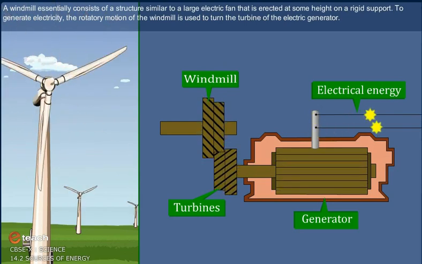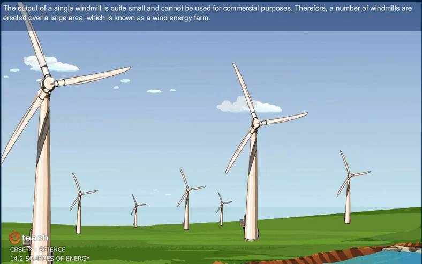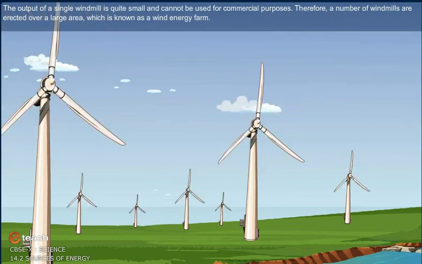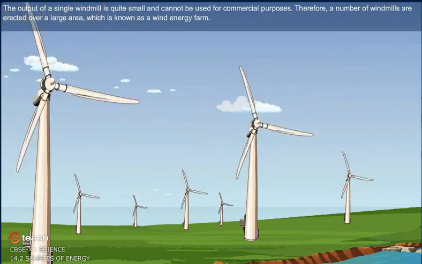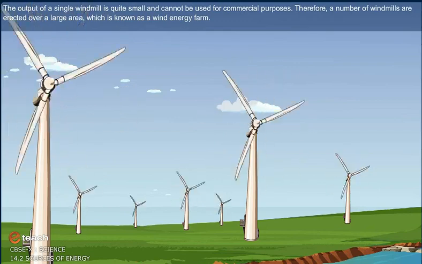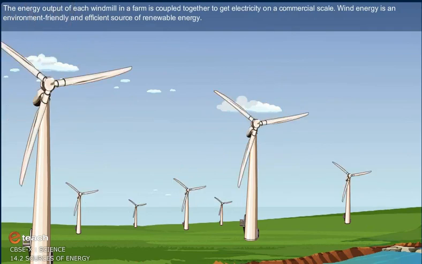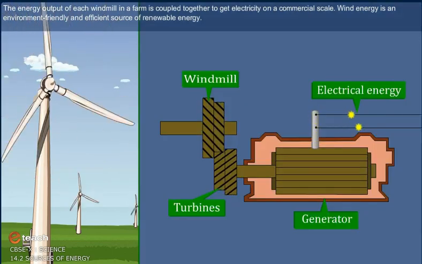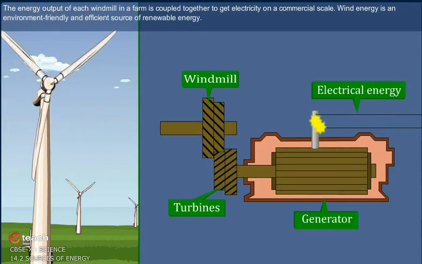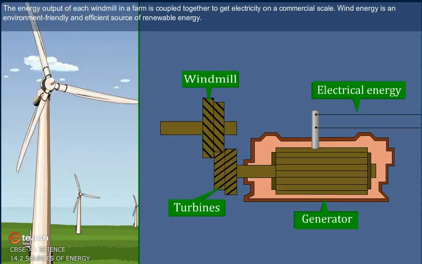The output of a single windmill is quite small and cannot be used for commercial purposes. Therefore, a number of windmills are erected over a large area, which is known as a wind energy farm. The energy output of each windmill in a farm is coupled together to get electricity on a commercial scale. Wind energy is an environment friendly and efficient source of renewable energy.